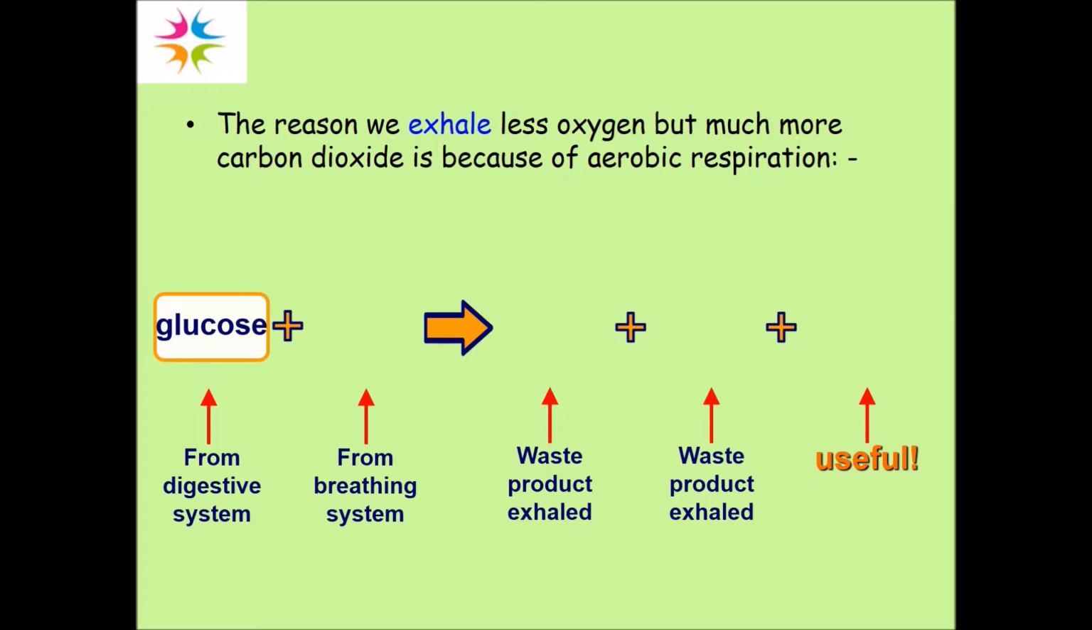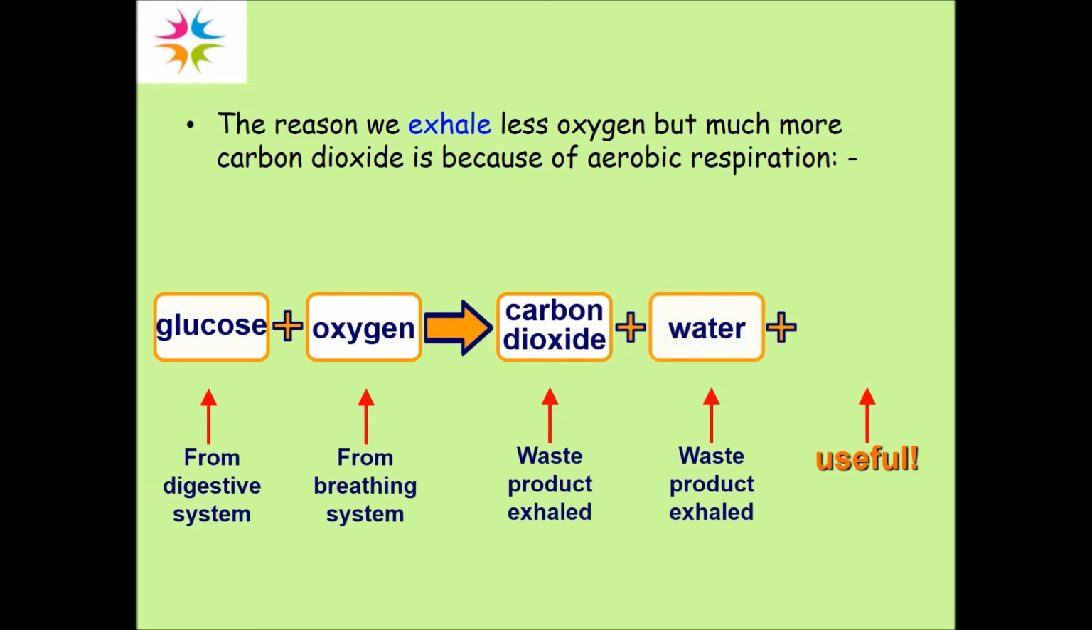So when you eat, your body converts the food that you eat into glucose, because it's glucose that is needed in the chemical reactions in your body in order for you to have energy. So glucose from the food you eat plus oxygen from the air you breathe, when they react together, they form carbon dioxide, which is what you breathe out. They form water, which you also breathe out, or water vapor. And then you have the energy, which is useful, and that is what your body needs in order to move around.